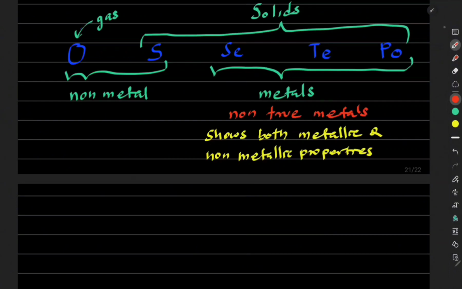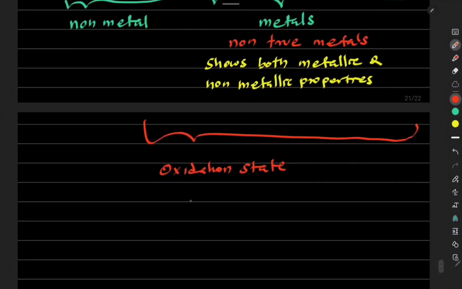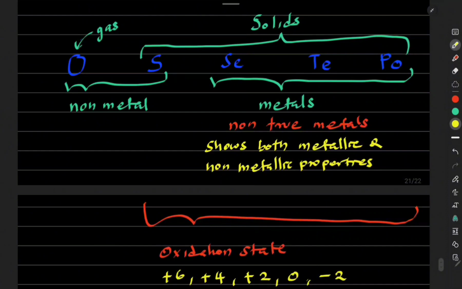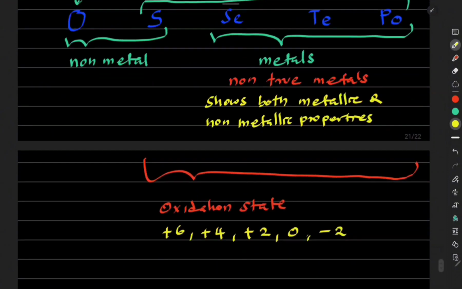Except oxygen, they show even number oxidation states from +6 to -2: +6, +4, +2, 0 and -2. This is the oxidation state of the solids: sulfur, selenium, tellurium, and polonium.